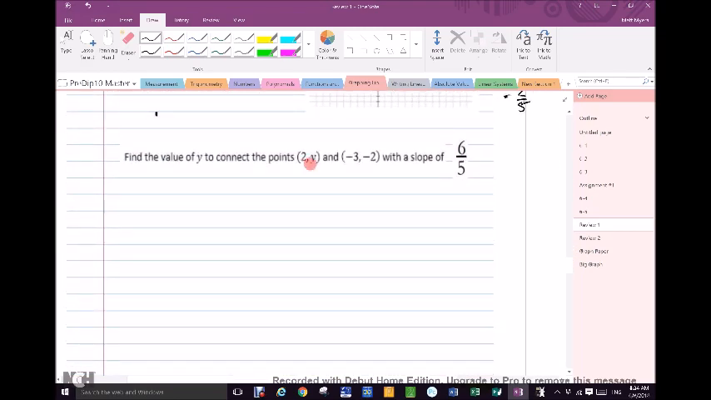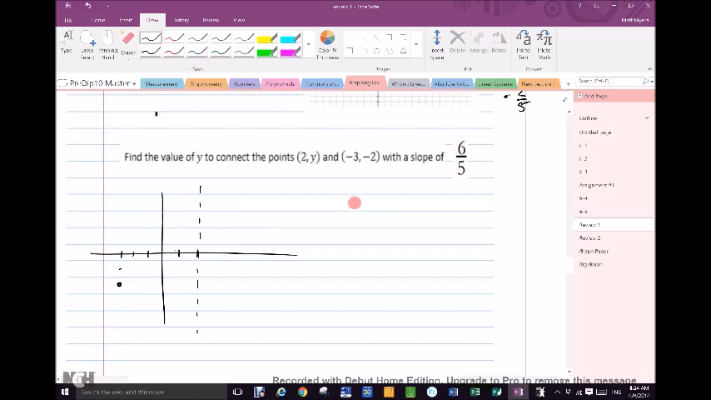Find the value of y to connect these points. There are 2 ways you could do it. I like these questions. One way, you could graph it. -3, -2, slope of 6/5. But you have to keep going until you are at x equals 2. Up 6 over 5, up 6 over 5 till you hit here. Perfectly reasonable, perfectly acceptable. Feel free to use it.